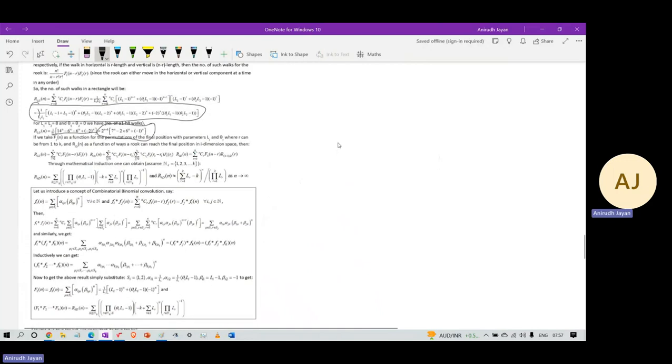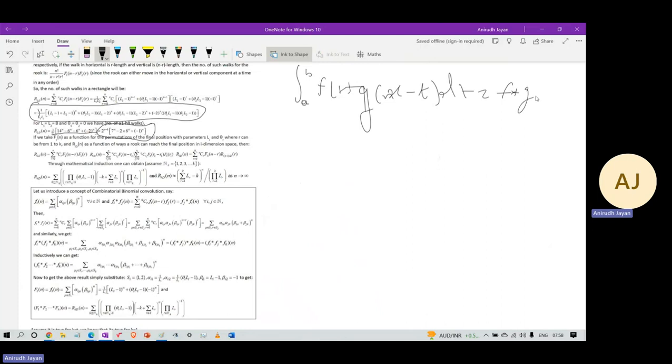Now let us introduce a new concept of combinatorial binomial convolution. For calculus, convolution is simply the integral from a to b of f of t g of x minus t dt. This is f star g of x. This is convolution for calculus.